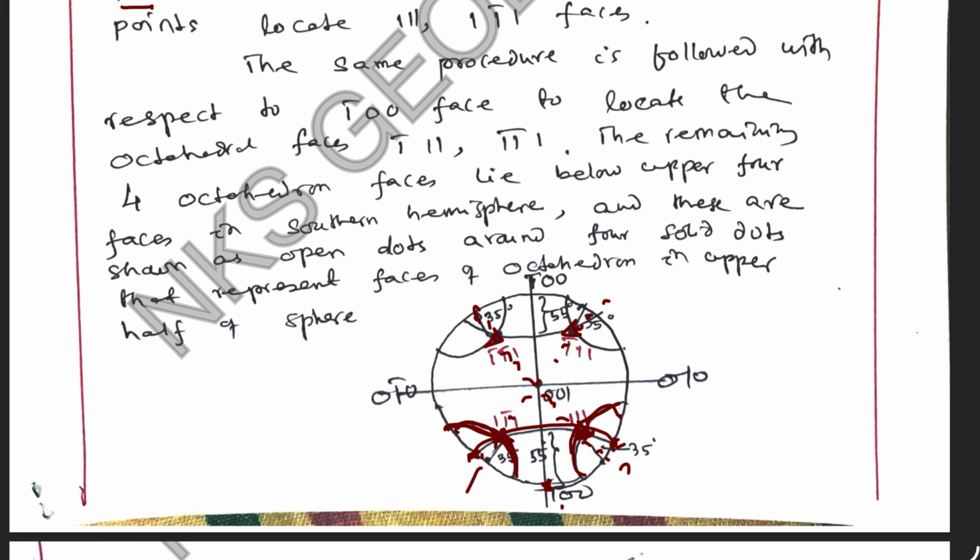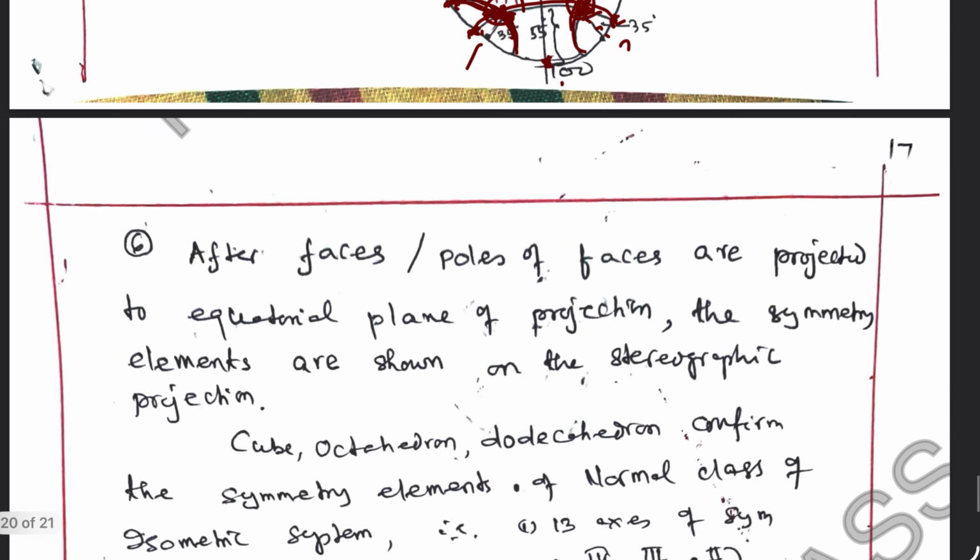So these are the intersection points. They are the positions of the octahedral faces. Similarly, we can draw the octahedral faces for the other two. So these are the four upper faces which can be plotted on the stereographic net. The lower faces are superimposed over these faces, so they occur below them. We can show them through circles.